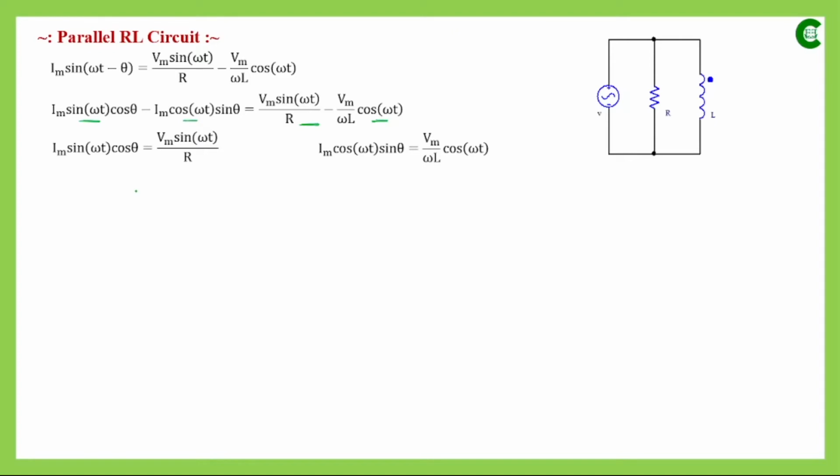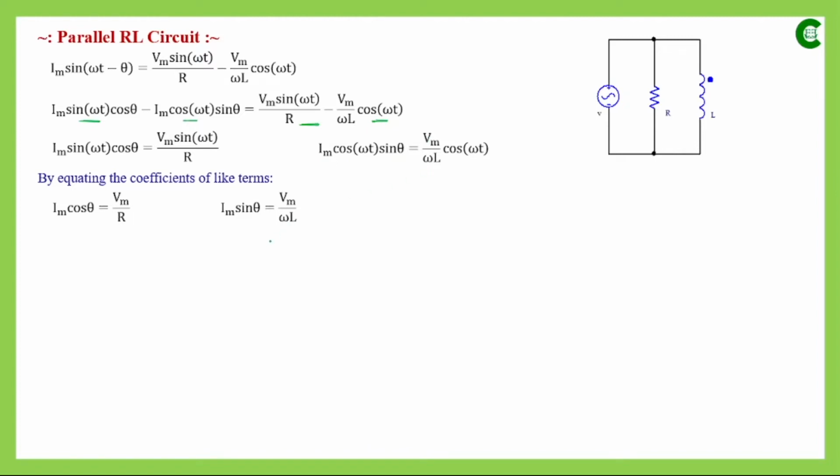Now if we equate the coefficients of the like terms, then from the first equation we get Im cos theta equal to Vm by R, and from the second equation we get this relationship, where Im sin theta will be equal to Vm divided by omega L.